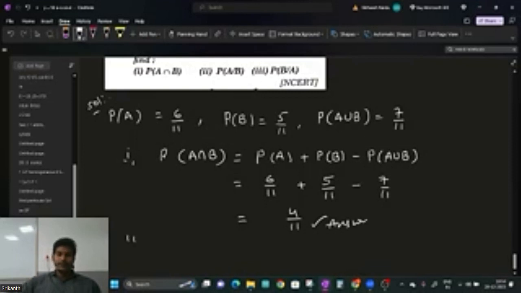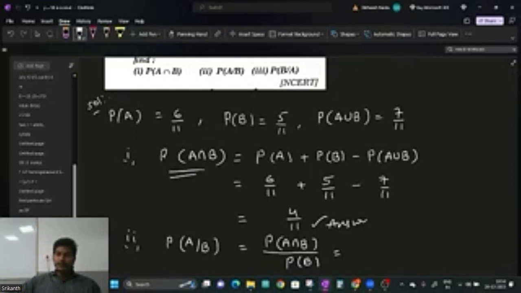Next we will do the second question. The second question is P of A by B. P of A by B is P of A intersection B divided by P of B. So what is P of A intersection B? We just got it here: 4 out of 11, divided by P of B, which is 5 out of 11. The 11 gets cancelled. So 4 out of 5 is the answer to this question.